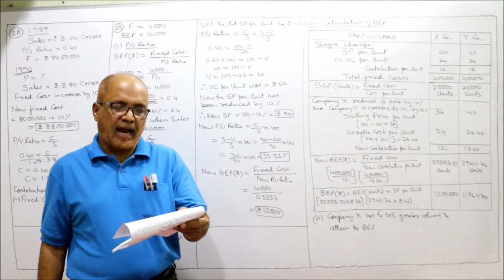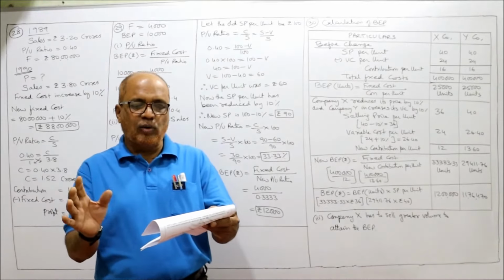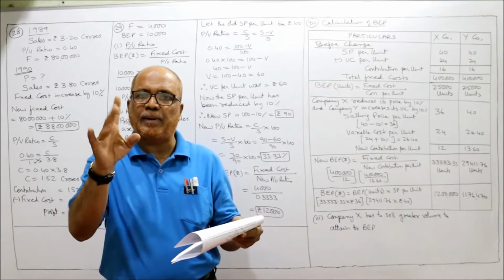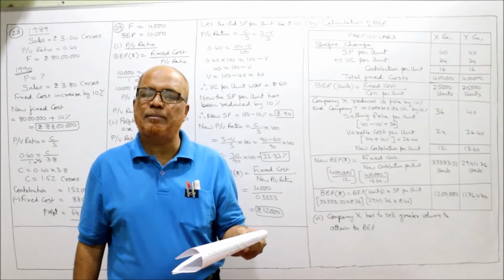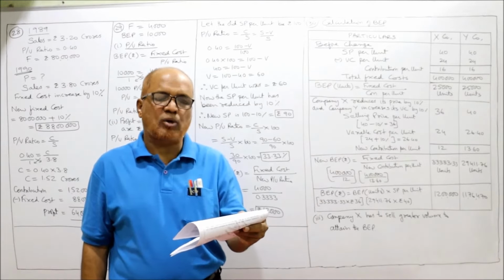Company X and company Y sell the same line of product at a unit selling price of 40 rupees. Both the companies, the selling price is same. How much is the selling price? 40 rupees. And the variable cost per unit for each company is 24.